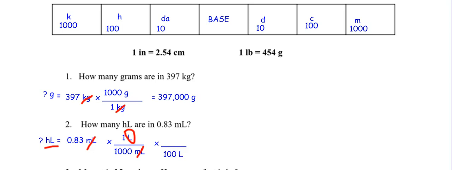And so now what goes on is my 1 hectoliter. Remember, my larger quantity gets the 1. A hectoliter is bigger than a liter. All right, so what can I do now? My liters cancels out. What unit am I left with? Hectoliters on top. Hectoliters are what I want. So I'm ready to get my calculator. What is 0.83 divided by 1,000? Go ahead and do that. Divided by 100.